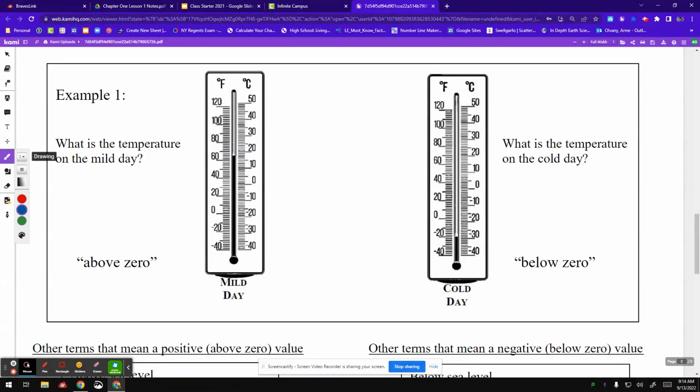Here's an example that shows the number line going up and down, like Derek mentioned, in temperature.